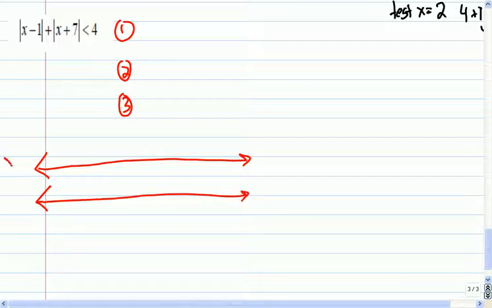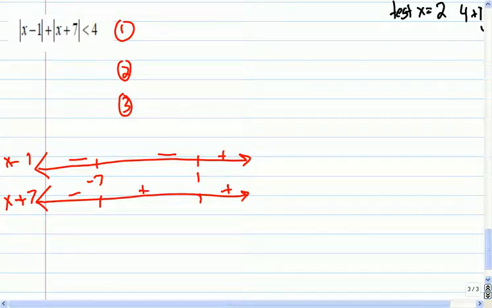x minus 1. The next one is going to be at x plus 7. And that means positive 1 and negative 7 are going to be the values I'm looking for. So for this particular one, it's negative when I'm less than 1. And this should be the regions that I get.